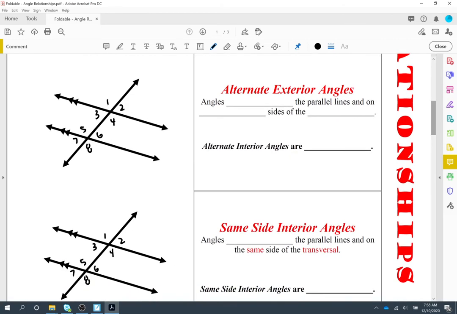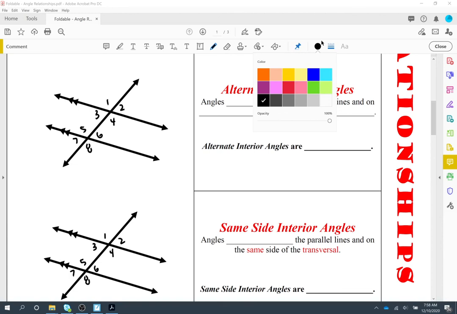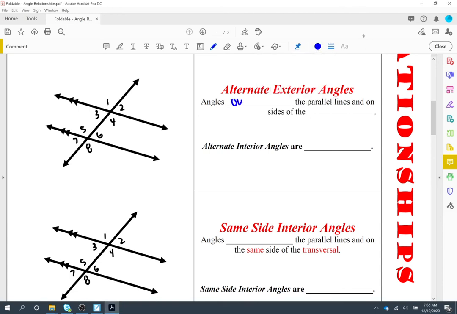Alternate exterior. Okay, so this time we said exterior, so they are angles outside the parallel lines. So now we're looking out here and out here. Also says alternate, so they are on opposite sides of the transversal. So outside, we're looking out here, so number 1. Well, if I jump down to this parallel line, the outside would be down here, but it has to be on the opposite side. So if this guy's kind of on the left, then this guy has to be on the right. So 1 and 8.